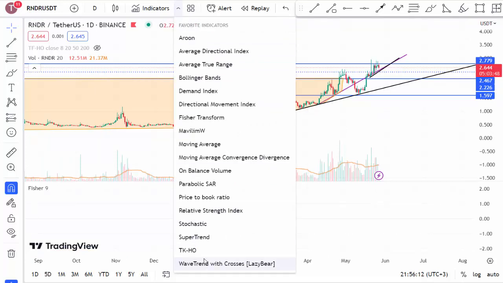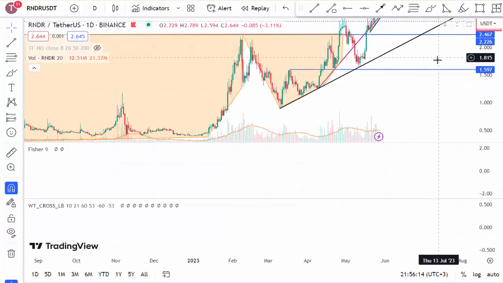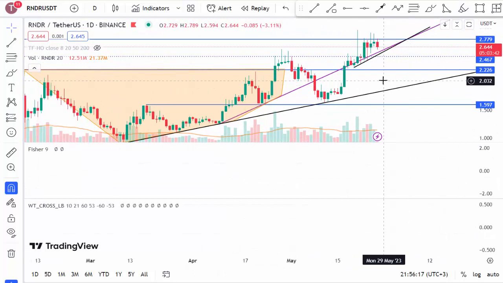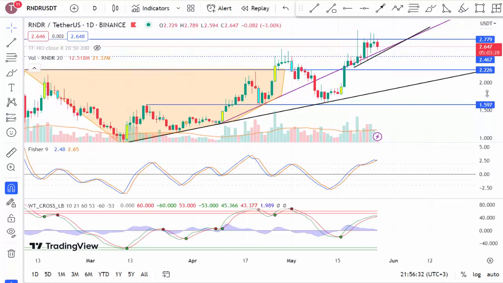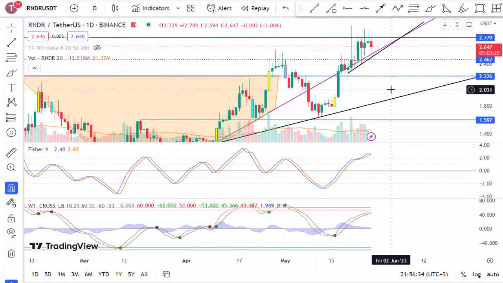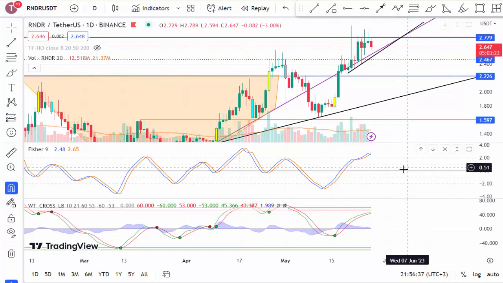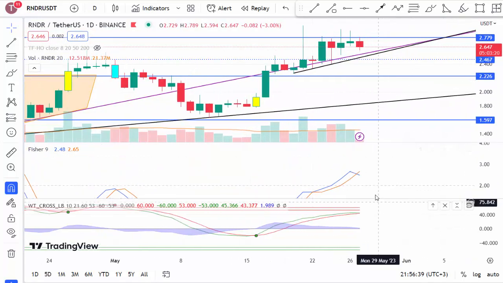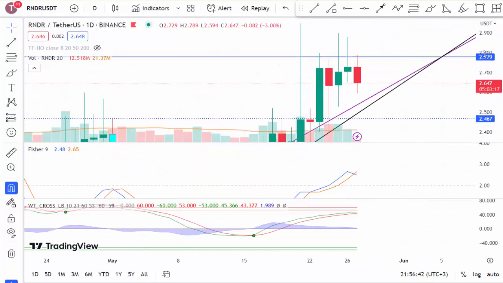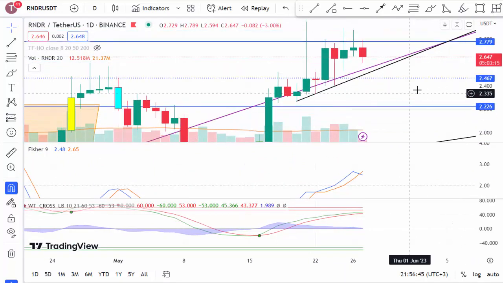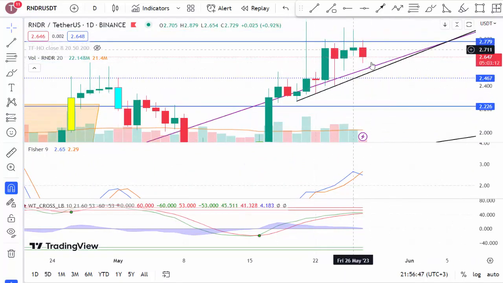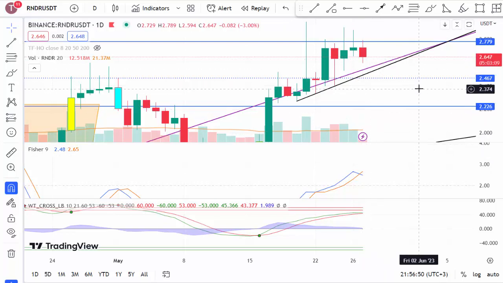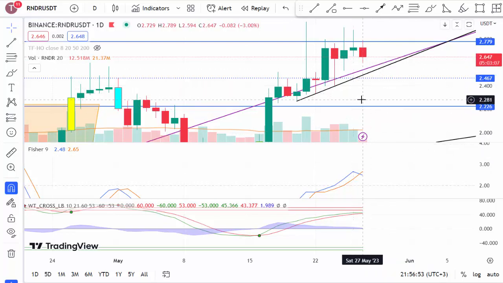Currently, we have opened our Fisher and Wave Trend indicators. If we look at Fisher, we can say that there has been a breakout. As it appears, even though the day has not ended yet, there are about 5 hours left until the end of the day, but we can see that a breakout has occurred. This is actually interpreted as a strong sell signal. We interpret this breakout at the 2.65 level as a strong sell signal.